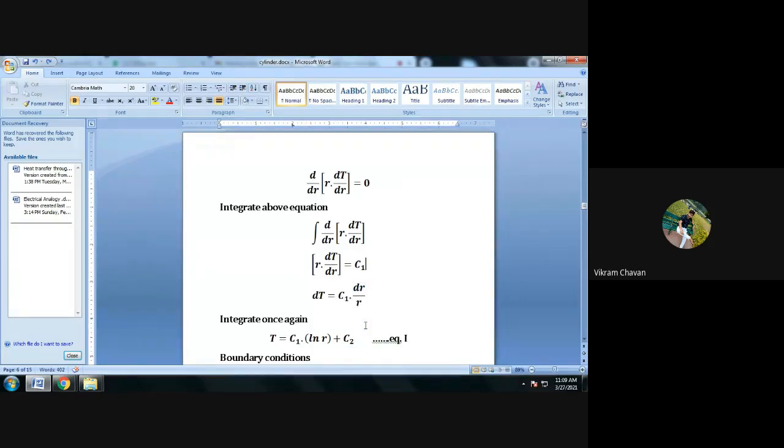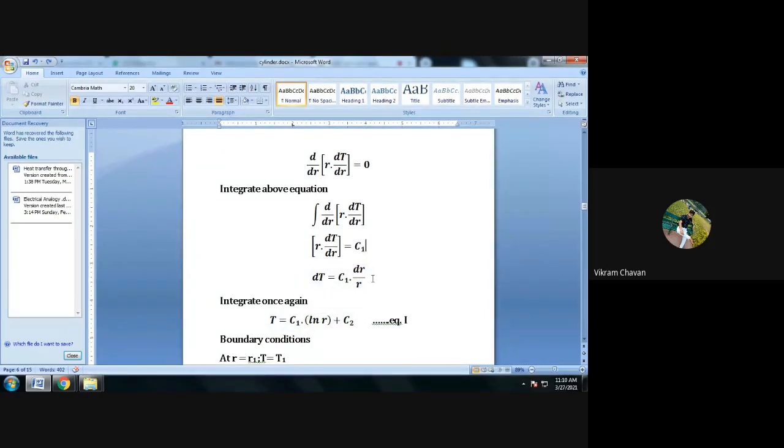And we have to introduce a second integration constant, because we are taking the second integration. So after integration, we get the equation as t is equal to c1 multiplied by ln of r plus c2. Give this equation number as equation Roman 1. Then afterward we have to decide the boundary conditions to find out the constants c1 and c2.